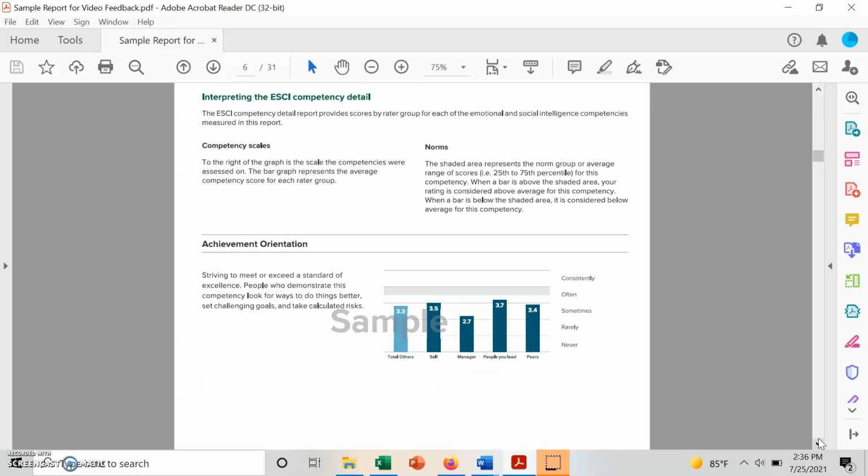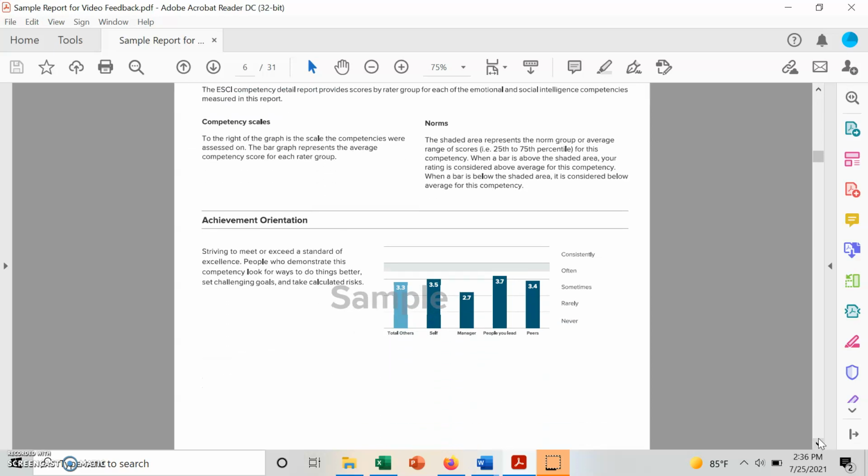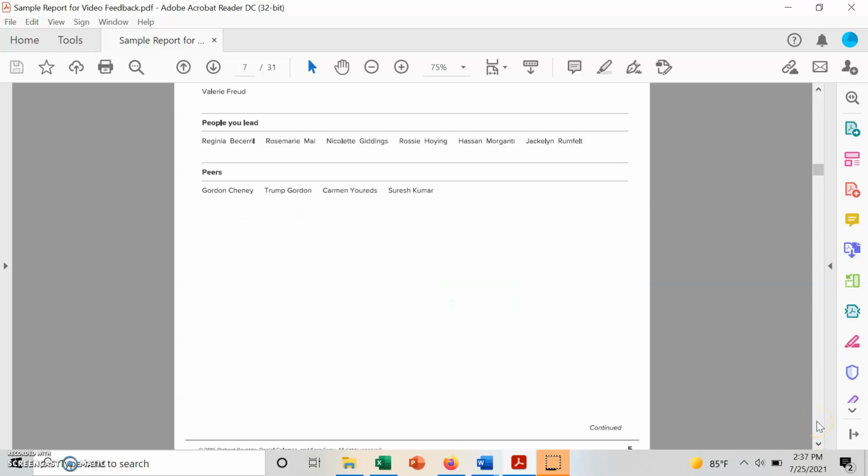Interpreting the detail. Then we get down into the specifics on each of the categories, which again, in your case, we only have total others and self. So you won't have these other categories. It's just going to be looking at those results in a different way.